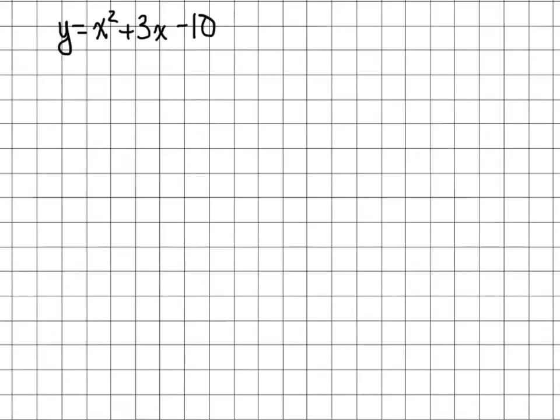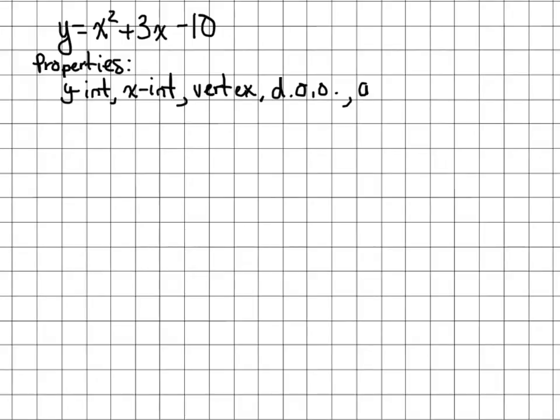what I want to do is look at, okay, well, if I want to state all of the properties of this quadratic relation, those will include the y-intercept, the x-intercept or intercepts, they can have 1 or 2, the vertex, direction of opening, and the axis of symmetry, and the max or the minimum value depending on the direction of opening. And so that's what we're going to do.